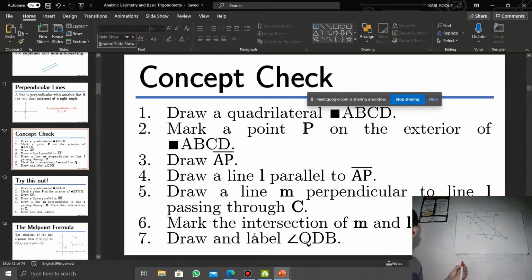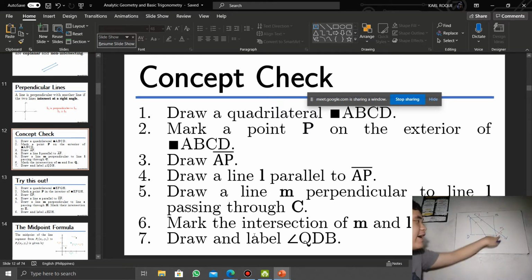Draw a line M perpendicular to line L passing through C. So we draw a line. Oh, I forgot to label. This one is line L. Draw a line M perpendicular to line L passing through C. Perpendicular to line L, then passing through C. This one is C, right? So, we draw it like this. Perpendicular, so we put our right angle there. Line M, so we put the label there.